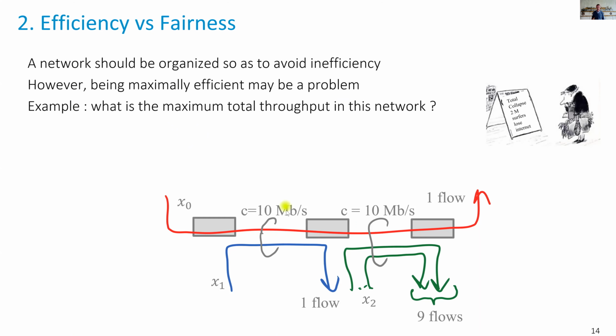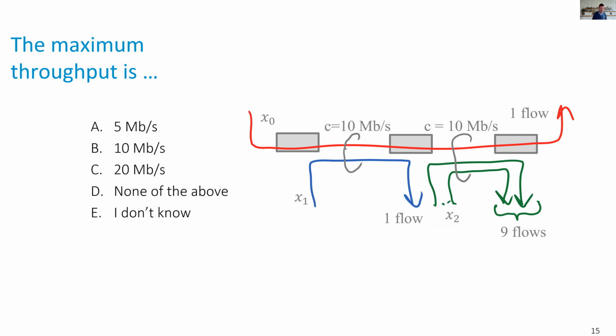So here is a network with 2 links, 10 megabit per second each, and a number of flows. There is one flow 0 that goes end to end, a flow 1 that goes on the first link only, and 9 flows of type 2 that use only the second link here. If we want to maximize the throughput, that means maximizing the total rate that goes out of the network. That is the sum of x0, x1, and 9 times x2. What is the maximum value that you would compute for this network?